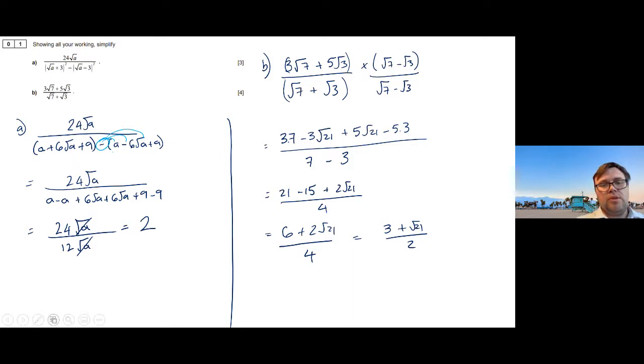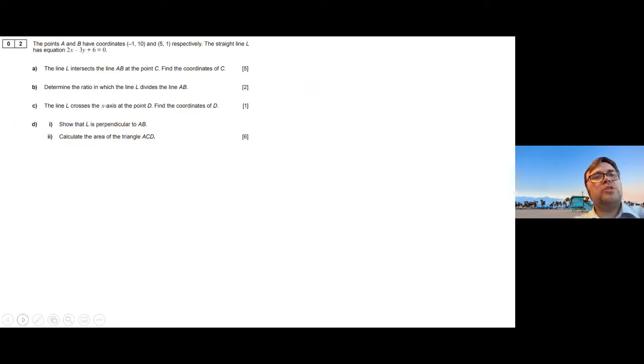Moving on to the next one. So question 2. You have the points A and B with coordinates -1, 10 and 5, 1 respectively. So it means it in that order: -1, 10 is A, 5, 1 is B. The straight line L has equation 2x minus 3y plus 6 equals 0. The line intersects AB at point C. Find the coordinates of C. So if you think about this now, how are we going to work out what those coordinates are?